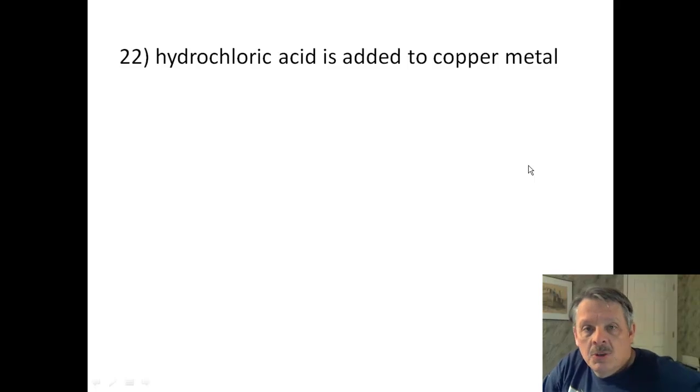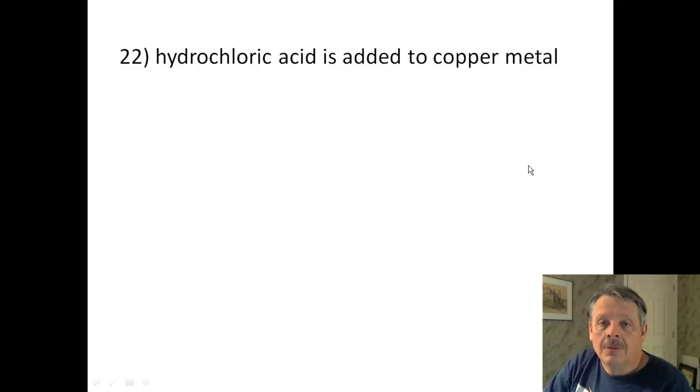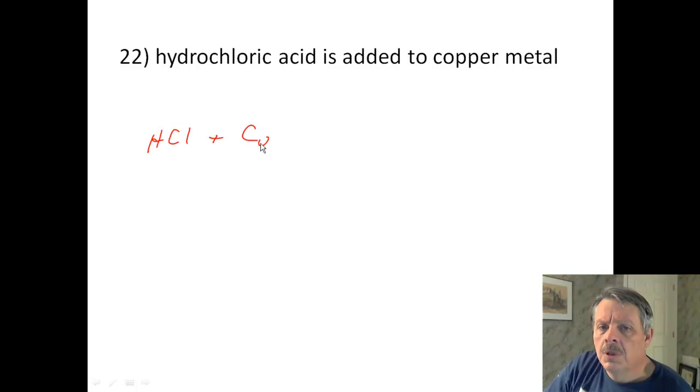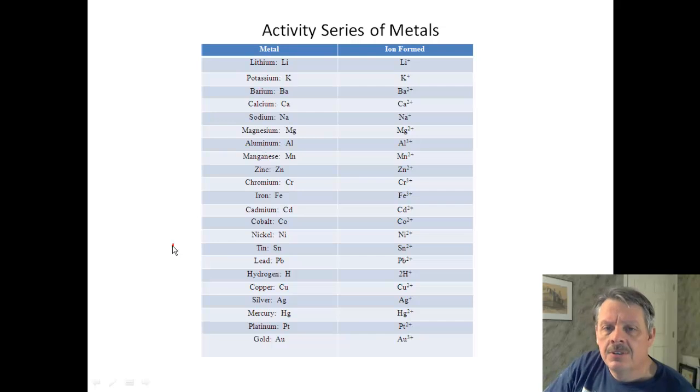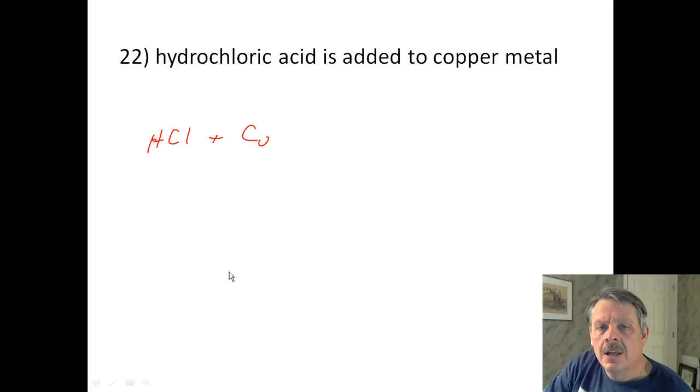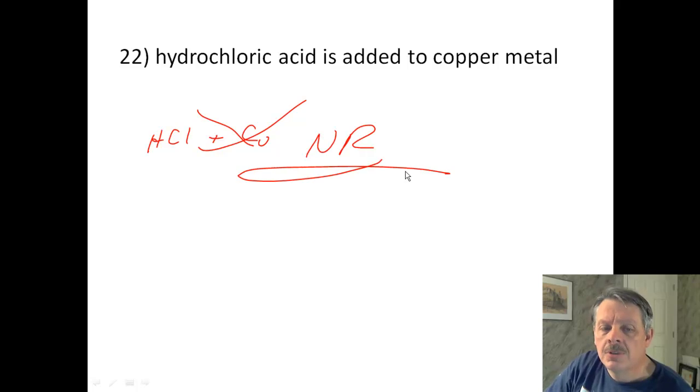How about 22? Hydrochloric acid is added to copper metal. So let's see, that means that we have HCl plus Cu. Now, is copper higher than hydrogen on the activity series? Well, wait, they're right next to each other. Hydrogen is higher. So that means that the chlorine would rather be with the hydrogen. It's already with the hydrogen, so no reaction happens for number 22.